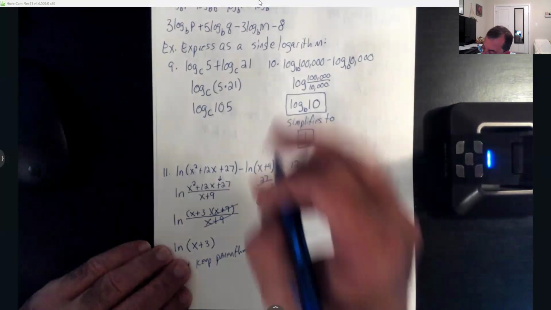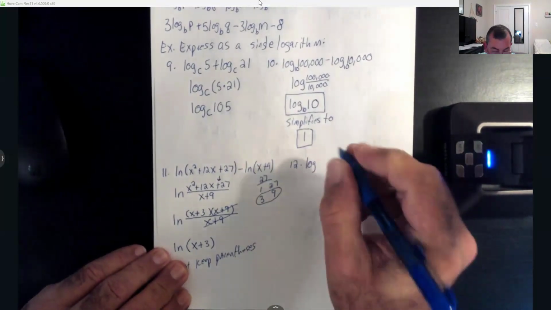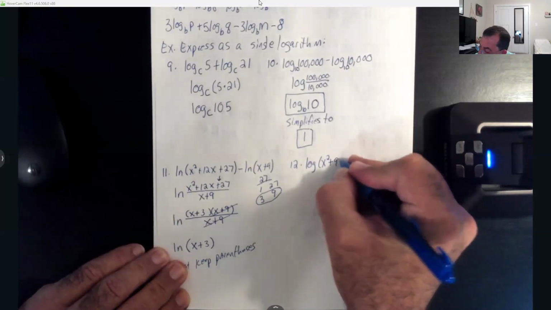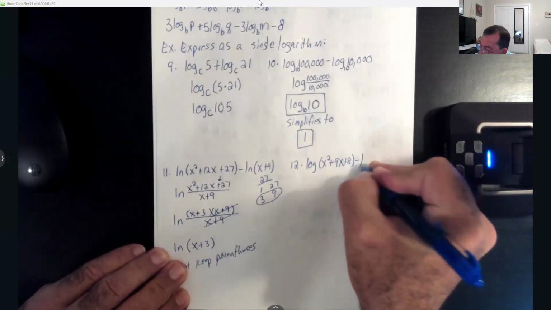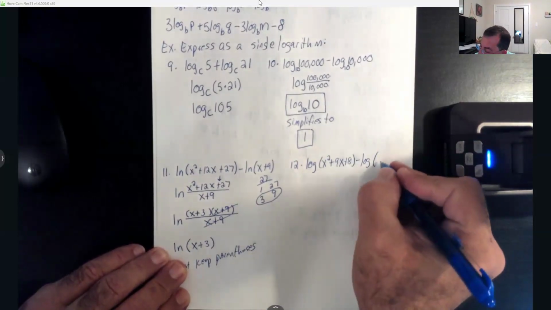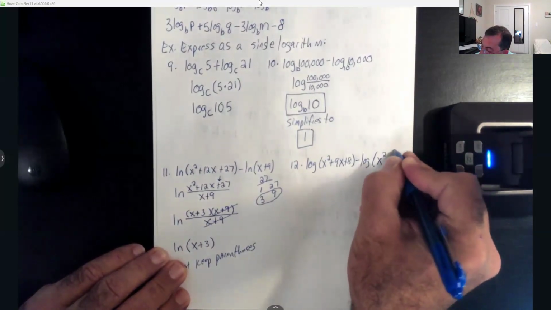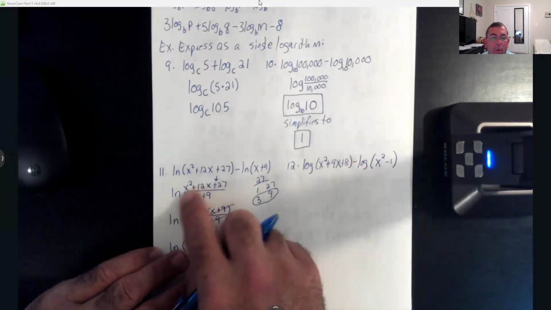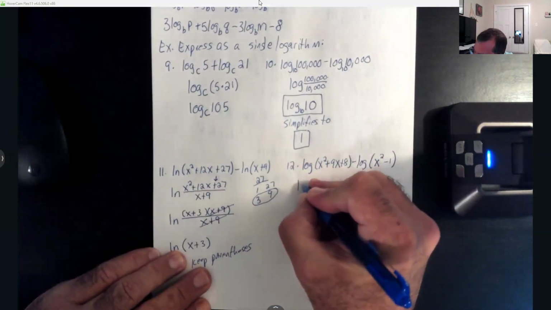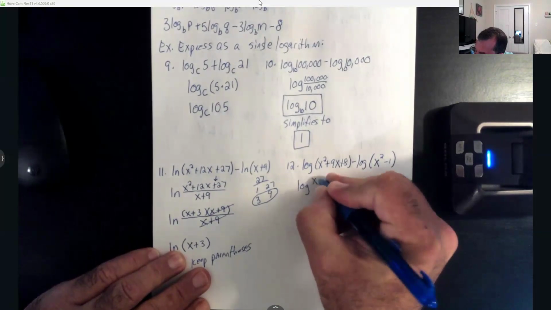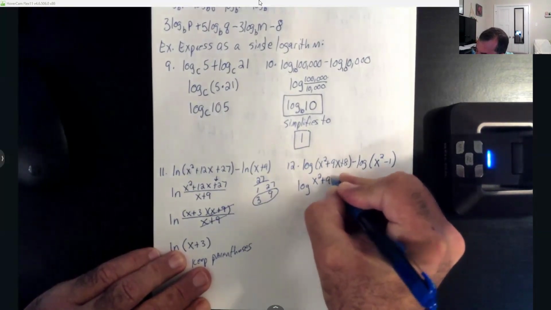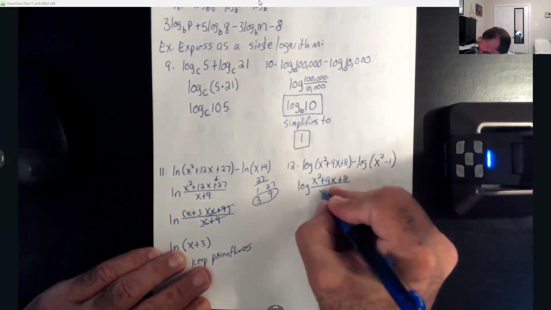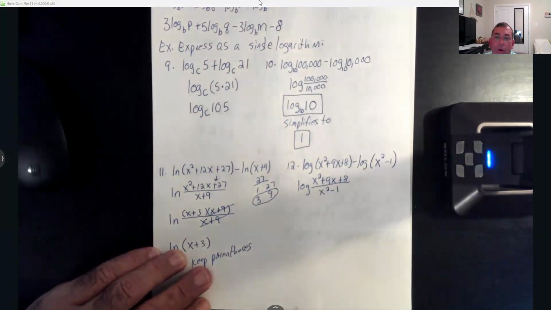All right, and let's see this one. This one is a log of x squared plus 9x plus 8 minus a log of x squared minus 1. So once again, they're being subtracted, so we'll write them as a quotient. So a log on top is x squared plus 9x plus 8. On bottom, x squared minus 1.